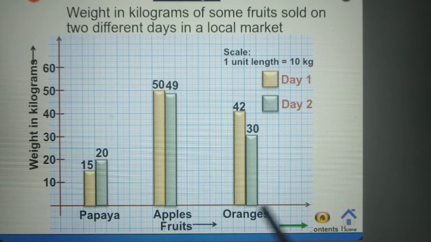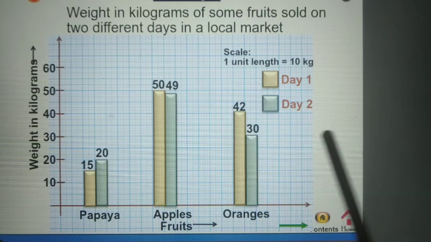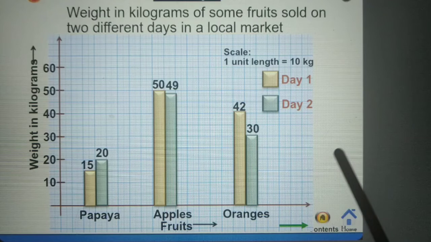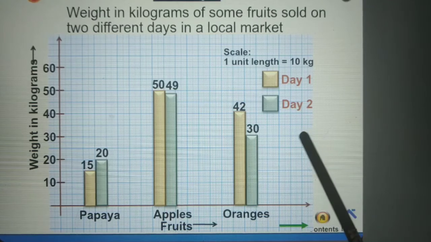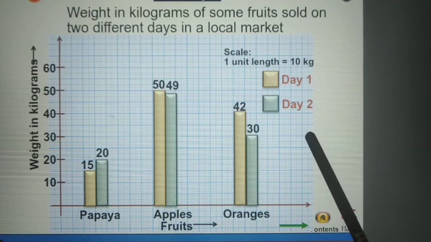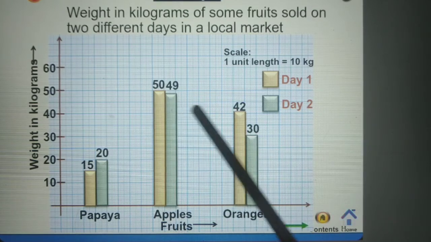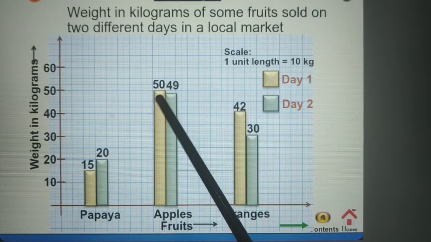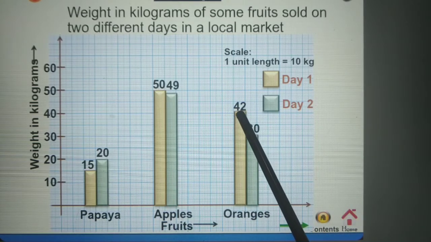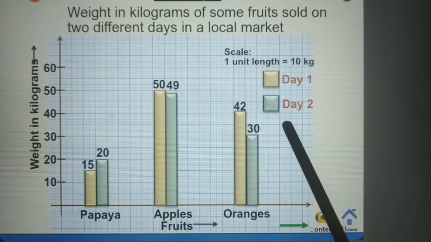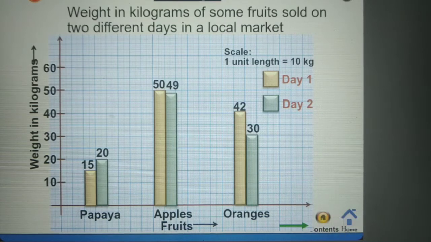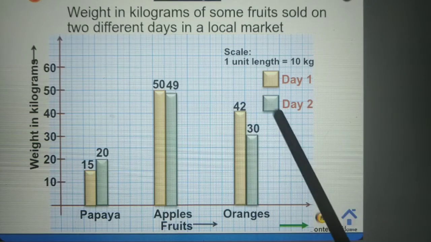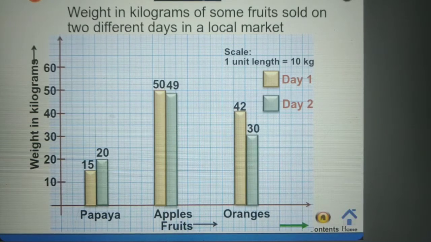So by using this type of graph, we can compare how much fruit is sold on one day and how much fruit is sold on the second day. Suppose I want to calculate how much fruit is sold on the first day. So I have to add the first day fruit, that is 15 plus 50 plus 42. Or I want to calculate the total fruit sold on the second day. So I am going to add 20 plus 49 plus 30 and so on.